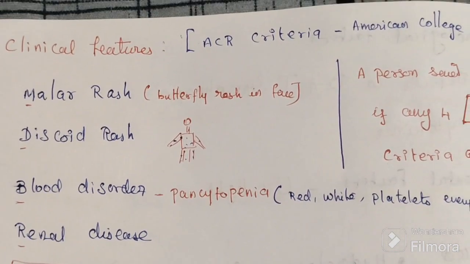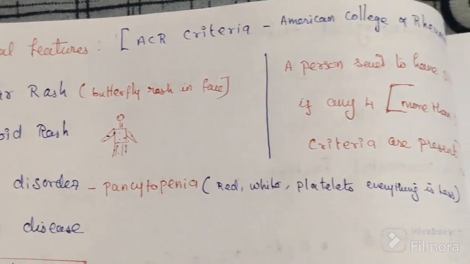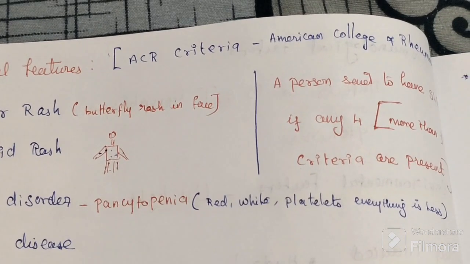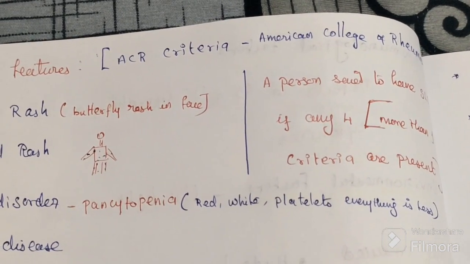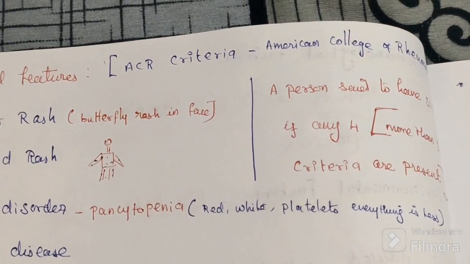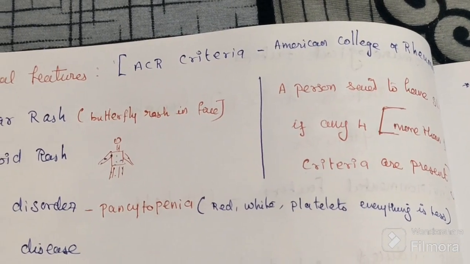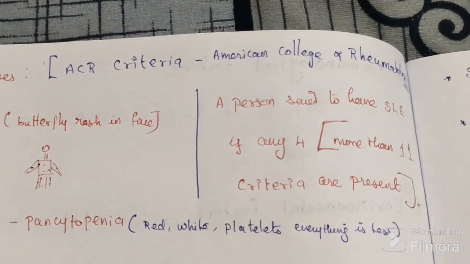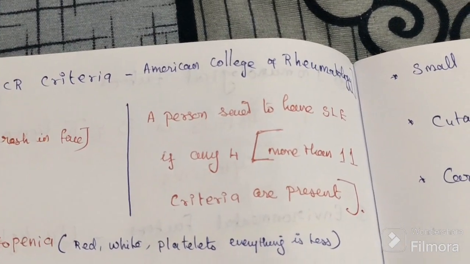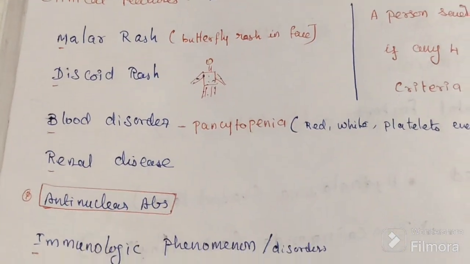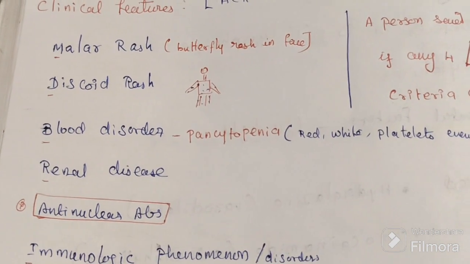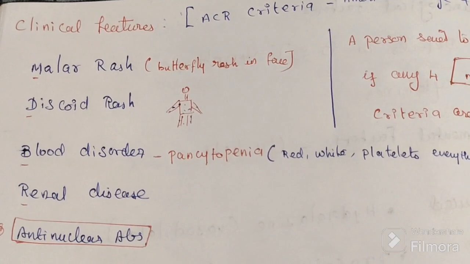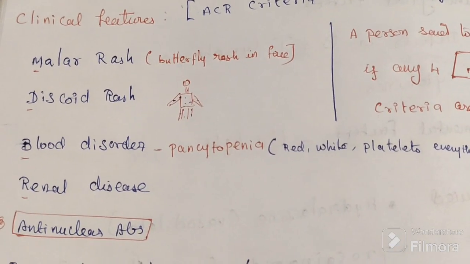Moving to clinical features, 11 criteria are present. If the person has 4 or more criteria, it means he is affected by SLE. Who recommended these ACR criteria? The American College of Rheumatology. So what are the features it causes? Malar rash, discoid rash over the body. Malar rash means butterfly rash on the face.